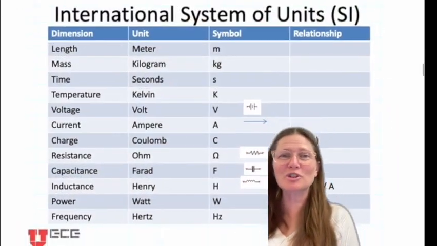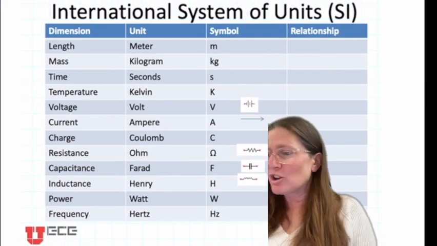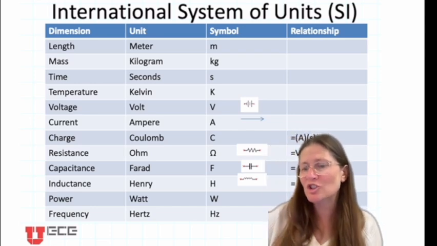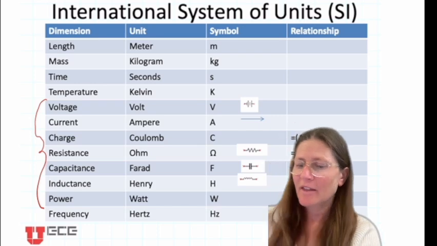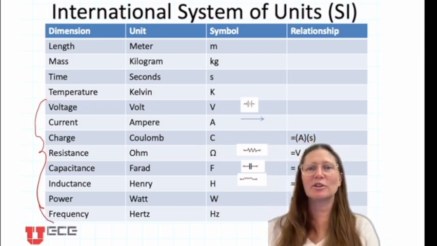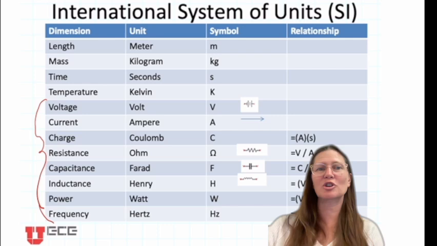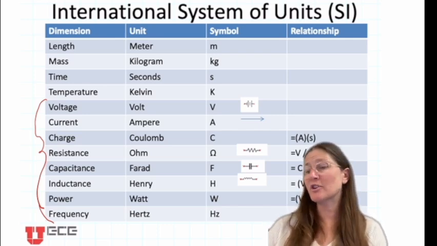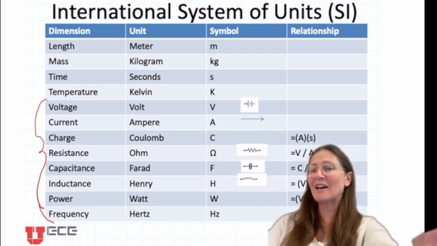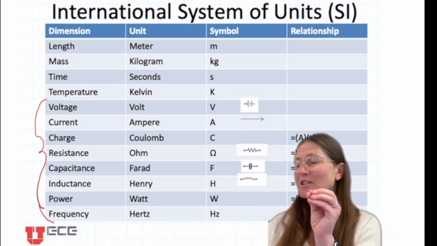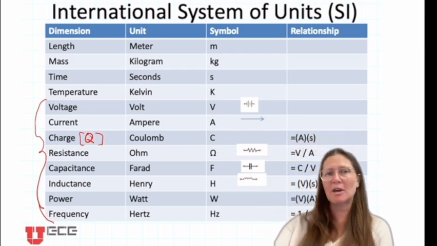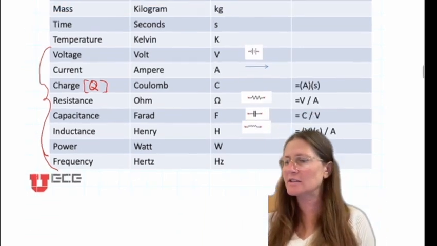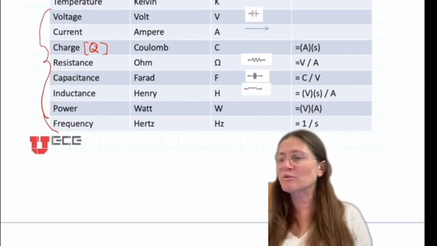Okay, so learning the material. First off, you need to know units: length, mass, time, temperature, voltage, current, charge, resistance, capacitance, inductance, power, and frequency. These are the ones, all the way to frequency, that you're going to see more. Volts for voltage, amps for current. Charge is usually denoted Q, and C is the unit for coulombs, which is amps times seconds. Resistance is in ohms, volts over amps.